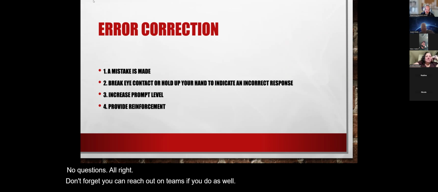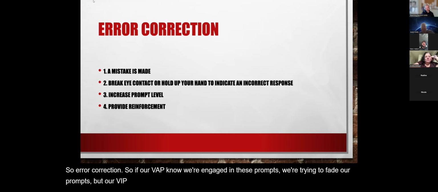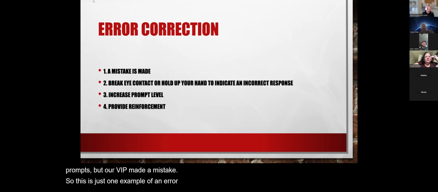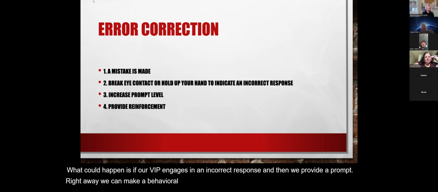So error correction. If our VIP is engaged in these prompts and we're trying to fade our prompts, but our VIP made a mistake, this is just one example of an error correction procedure that we might implement. What could happen is if our VIP engages in an incorrect response and then we provide a prompt right away, we can make a behavioral chain that includes that mistake.